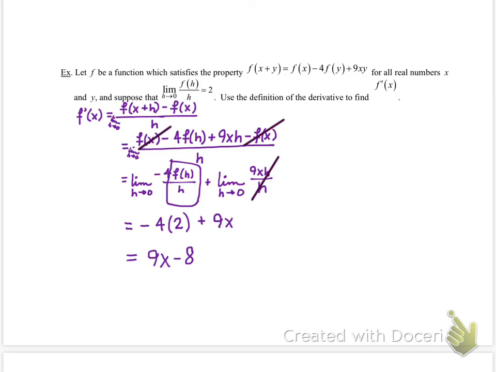Okay. Let's see. Did I answer the question? Use the definition of the derivative to find f prime of x. And we discovered that f prime of x is 9x minus 8. Voila.